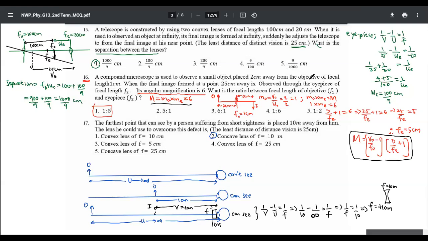10 centimeter. Why is it 10 centimeter? His farthest point is at 10 meters, no? 1/f is 1/10. So f is 10. Not that f is 1/10, so f should be 10 meters. The farthest point is given as 10 meters, or 1000 centimeters in centimeters.